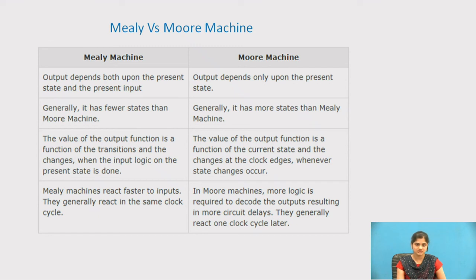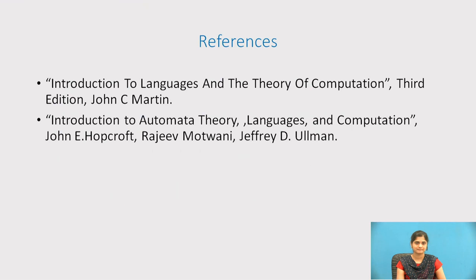Whereas for Moore machine, the value of the output function is a function of the current state and the change at the clock edge whenever the state change occurs. Mealy machine reacts faster to inputs. In Moore machine, more logic is required to decode the outputs, resulting in more circuit delays.